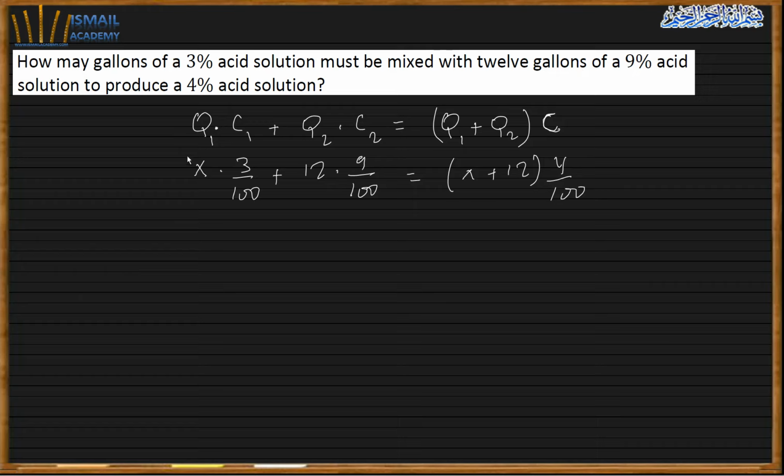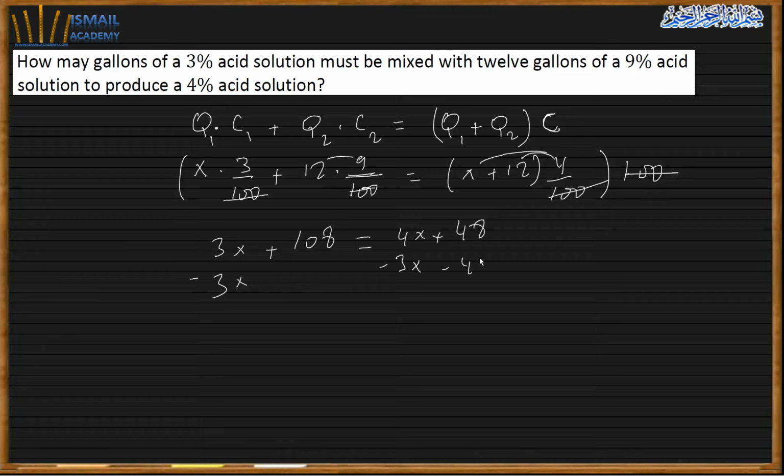Now what I do here, I multiply the whole thing by 100. So I get 3x plus 108, because 12 times 9 is 108, equals 4x plus 48. I cancel the denominators and distribute, multiplying those together. Now I subtract 3x from both sides, because it's easier and I don't want to deal with a negative at the end. So 3x minus 3x cancels out, and 48 minus 48 cancels out. What's left is 60 and x.